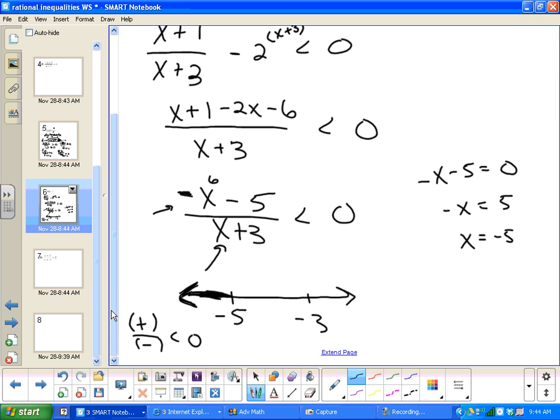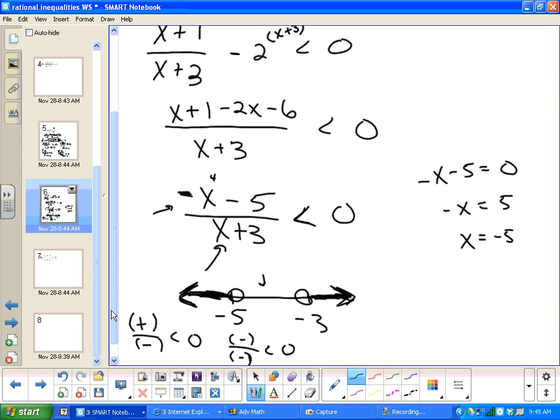Now, let's test something in the middle, which would be negative 4. So that would really make this one just say 4, right? So 4 minus 5 would be negative. And then negative 4 plus 3 would be a negative. So you've got a positive is less than 0. That's not right, is it? So I'm going to tell you 0 worked, didn't it? So this one over here is going to work. Now I didn't fill in my endpoints. This just says less than, so both of them are going to be open.